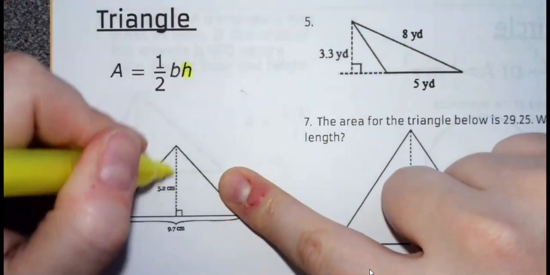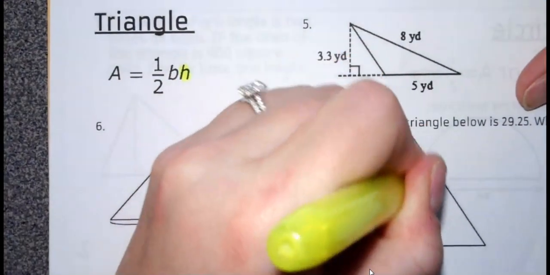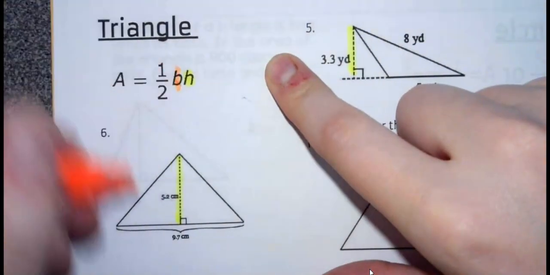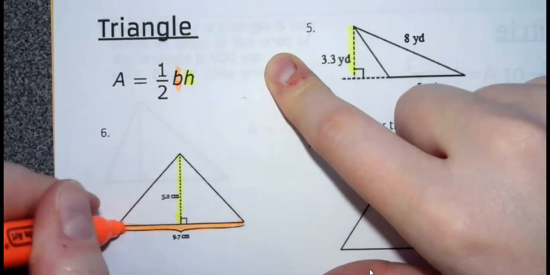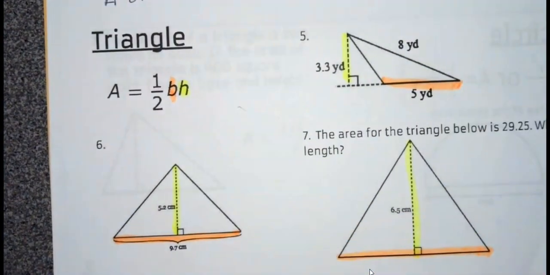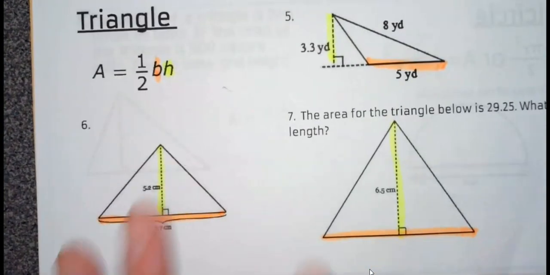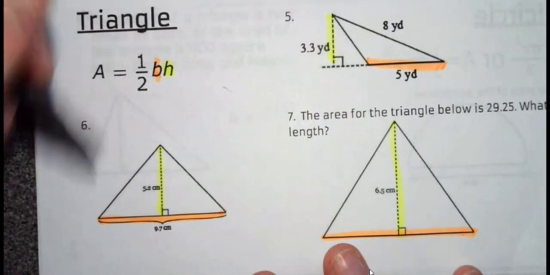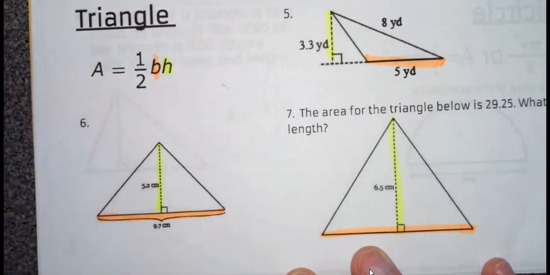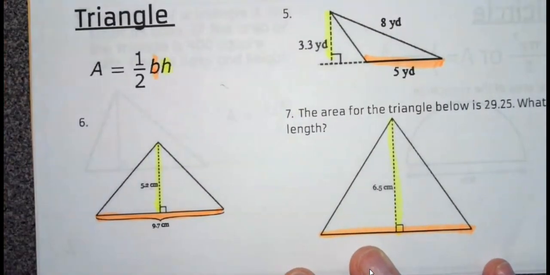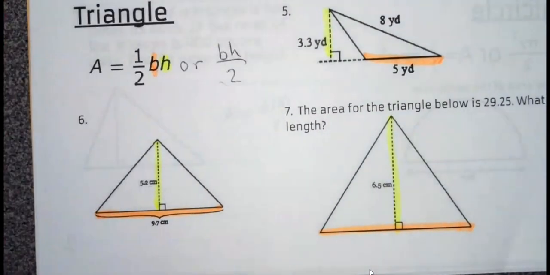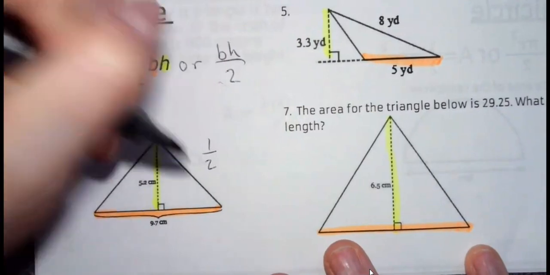Again, I'm going to go through and highlight all my heights in the same color, and then I'm going to highlight my bases. There's only one base for a triangle, but there's three types of triangle problems here. This is just the super basic 1/2 base times height. And remember, you can also write base times height divided by 2. It's literally the same thing. So you could say BH over 2. That's also the same.